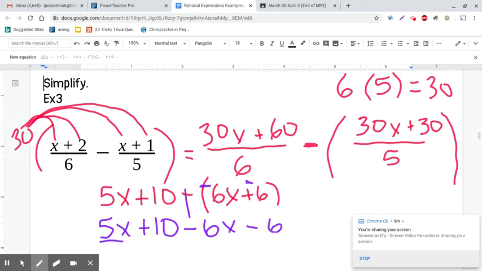So now we're just going to combine like terms. 5 minus 6 gives us a negative 1x. And 10 minus 6 gives us a positive 4. So this is our answer. All right. Back to erase.